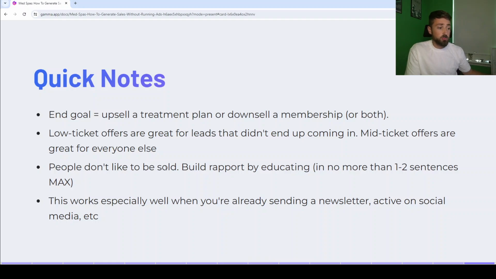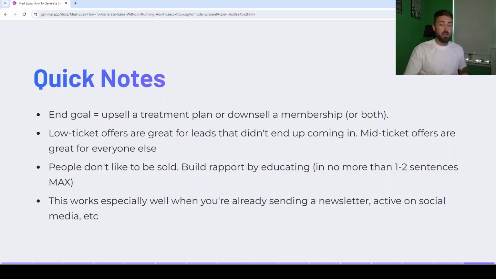Quick reminder, people do not like to be sold, so it's better to build rapport by educating over the phone or over the text that you send out to people. If it just seems completely salesy, like you're just trying to get the sale, instead of seeming like, hey, we're just trying to do you a favor, then people are going to feel repelled by that, right?